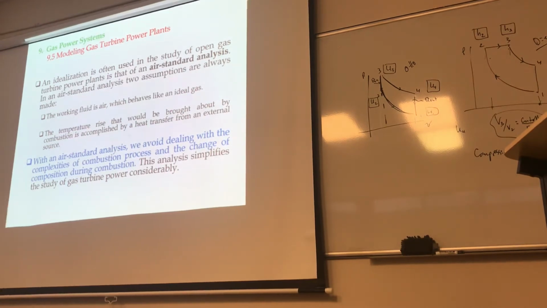Why is this important for us, you think? Because we can use the ideal gas equation if we need to calculate something. And the temperature rise that would be brought about by the combustion is accomplished by heat transfer from an external source. Again, just like for the combustion cycle, we're not going to say it's combustion, we're just going to call it some heat addition from an external source. Now, with an air standard analysis, we avoid dealing with the complexities of combustion and the change in composition. It obviously simplifies the analysis of the turbines pretty well.